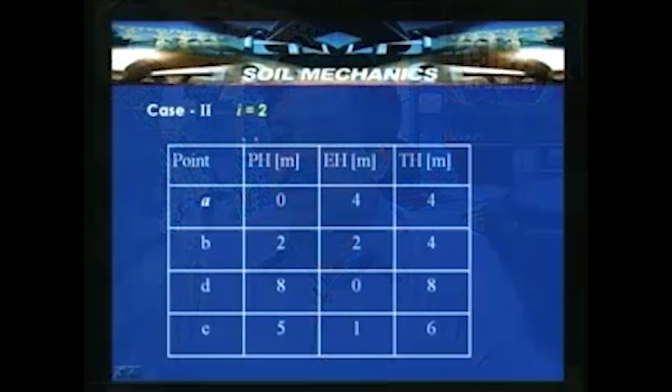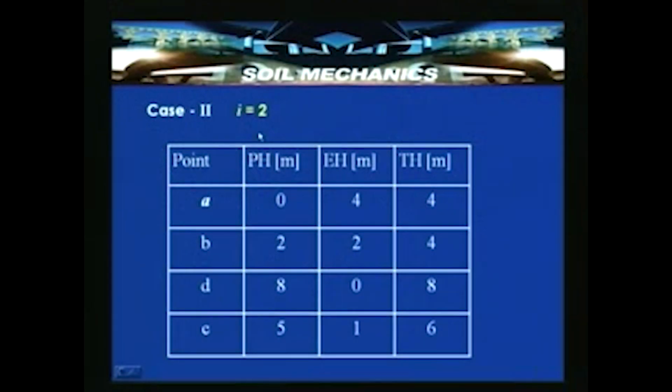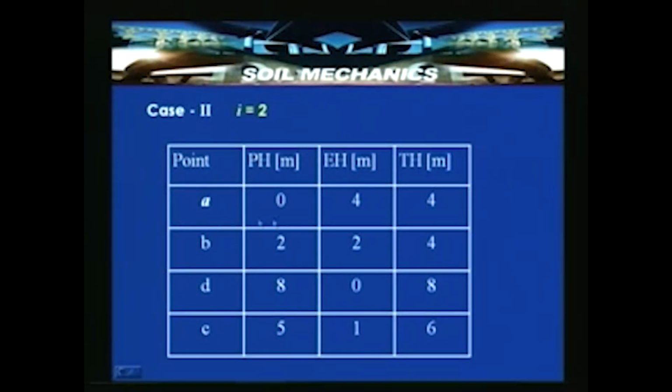Now, let us consider case 2 where i is equal to 2. That means that i is equal to 2, that is H is equal to around 4. So, when you maintain H is equal to 4, i is equal to 4 by 2, where 2 is the length of the flow in this present case 2. If you look into this, A remains the same, the pressure head is 0, elevation head is 4 meters, so total head is 4 meters.